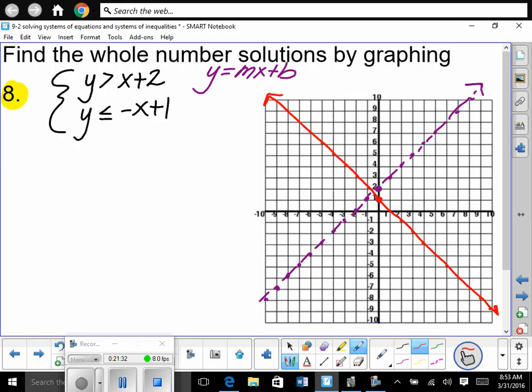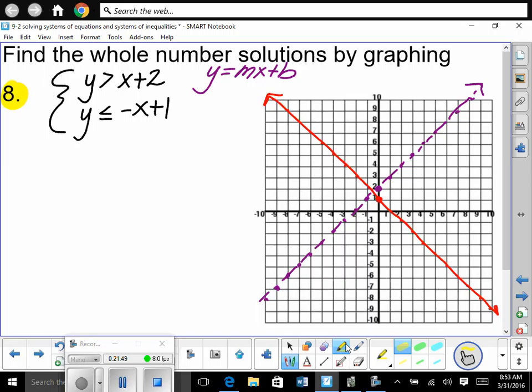So now the shading part is the hardest part. Once again, we're keeping it for y values greater than x plus 2, which was our purple line. So above the purple line, and y values less than this line. This is my red line. So above the purple line and below the red line.